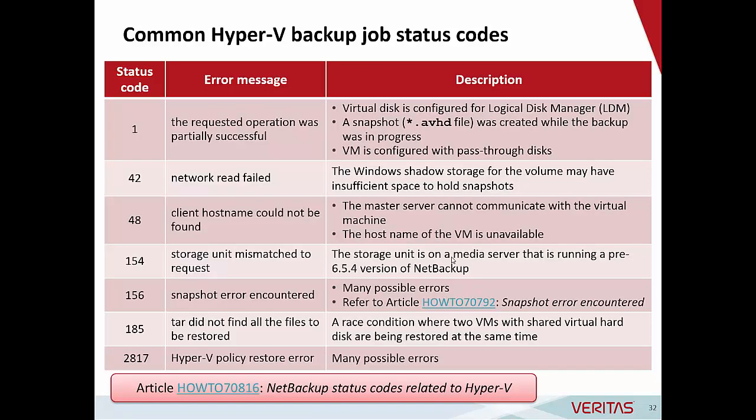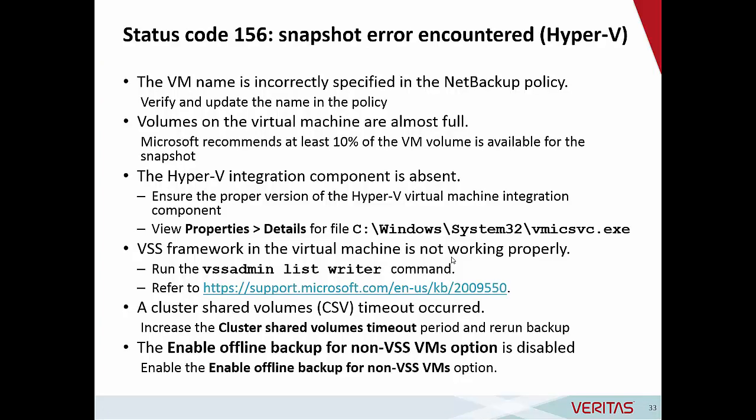This slide lists some of the more common Hyper-V backup status codes and some reasons why they might occur. There's a much more detailed explanation about these status codes in the article that's referenced on the slide, How to 70816, NetBackup status codes related to Hyper-V. The status code 156 we've mentioned before is a broad status code that indicates that the snapshot could not be created or that the snapshot failed during the backup process. A number of reasons why this might happen.